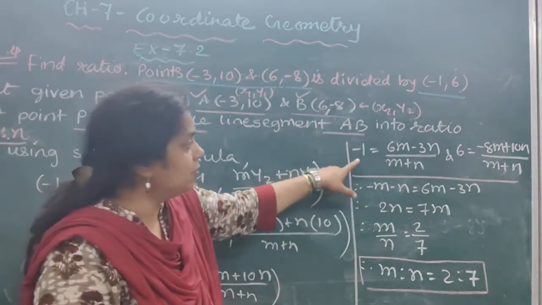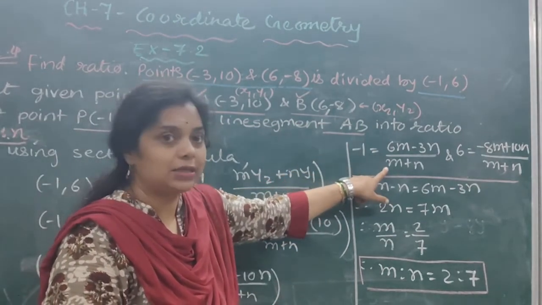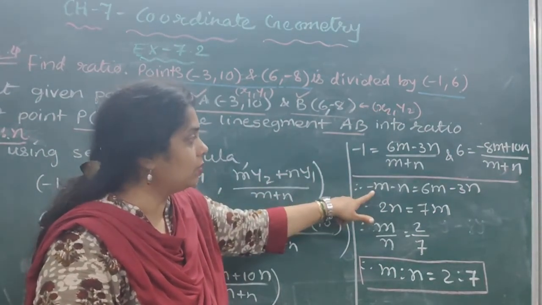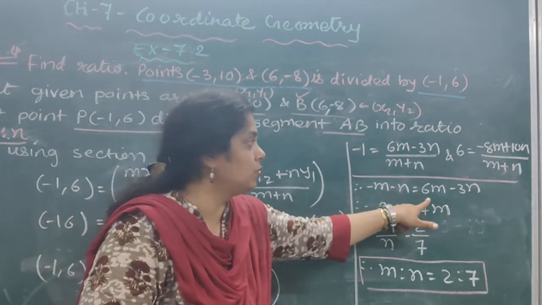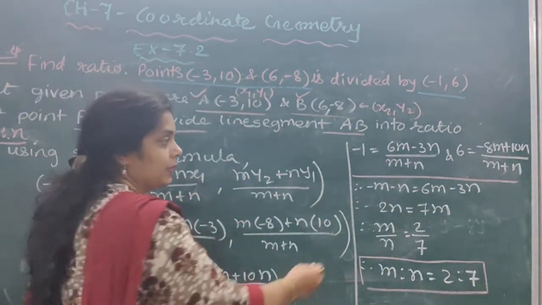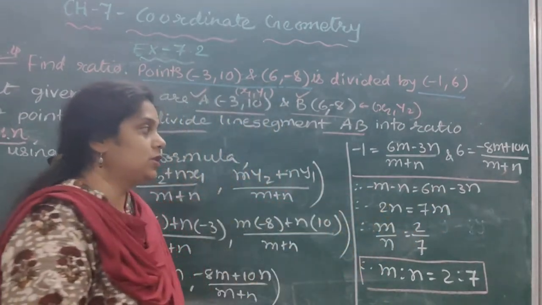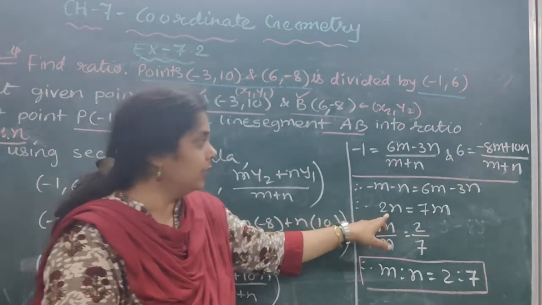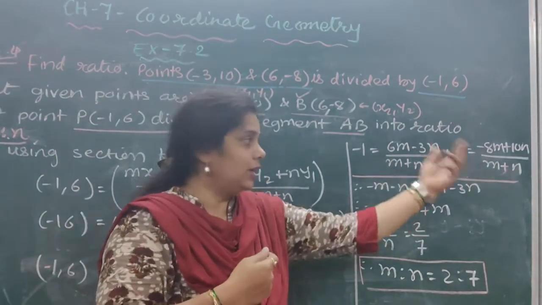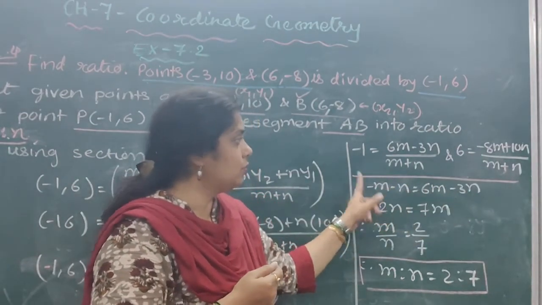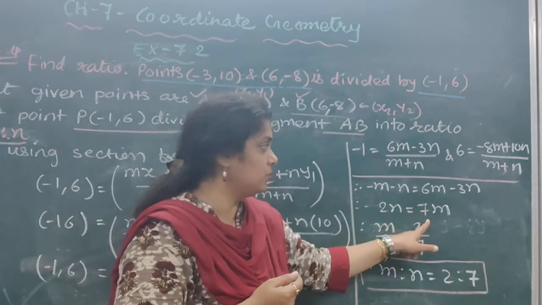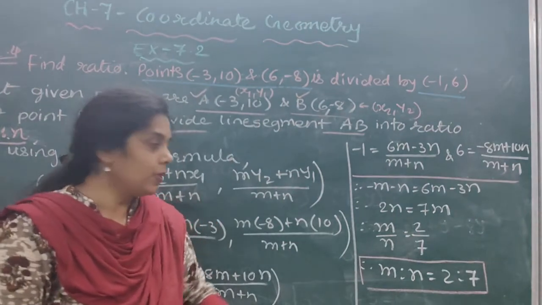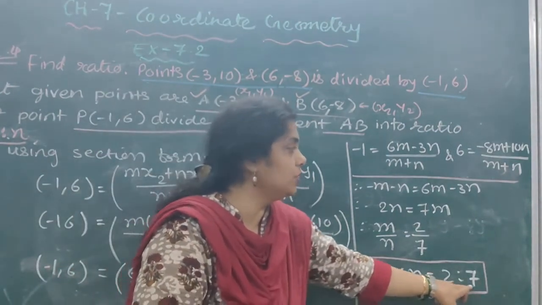Now I simplify this. I can take m plus n to the other side, so it will multiply with minus 1. So I got minus m minus n is equal to 6m plus 3n minus 3n. This minus 3 goes to the other side, so it becomes plus 3, and plus 3 minus n, so 2n. And this 6n is on the left hand side. I took this to the other side, so minus becomes plus, so it becomes 7. So finally m by n I got 2 by 7, or we can say m is to n is equal to 2 is to 7.